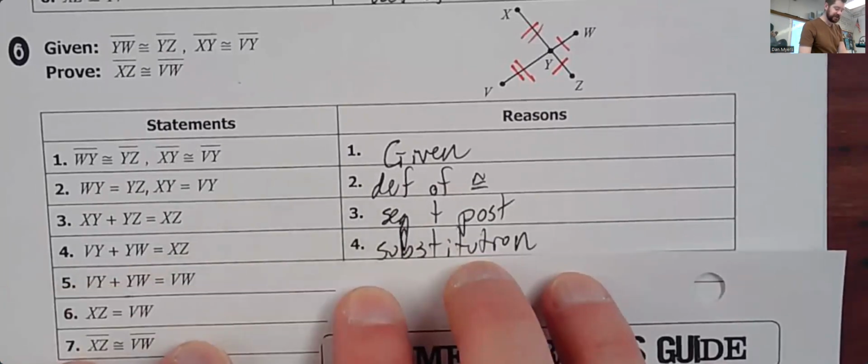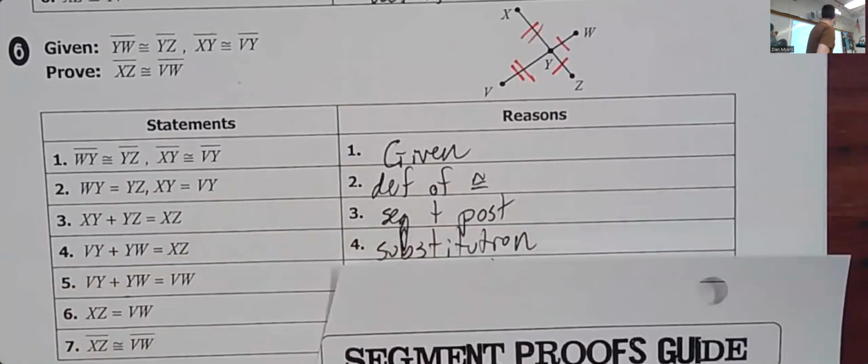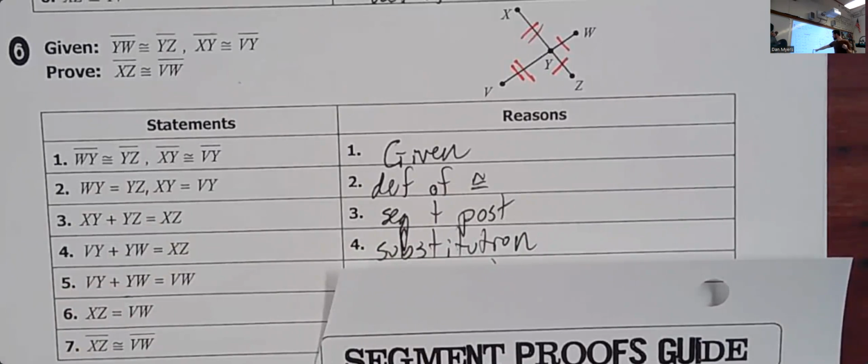Oh wait, no, sorry, it's substitution. My bad. I didn't look closely enough. VY plus YW on the diagram adds up to VW. So that's actually going to be number 5. That number 5 is segment addition postulate. Number 4 is substitution. Because on the diagram, VY plus YW does not add up to XZ, it adds up to VW, which is the next thing. So this one is the segment addition postulate again.